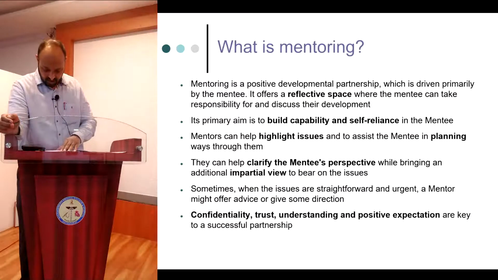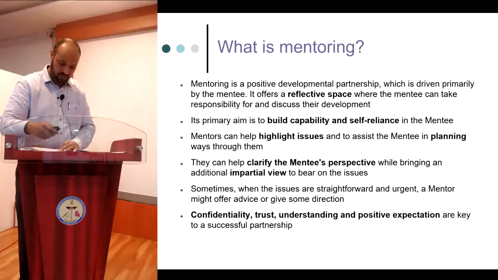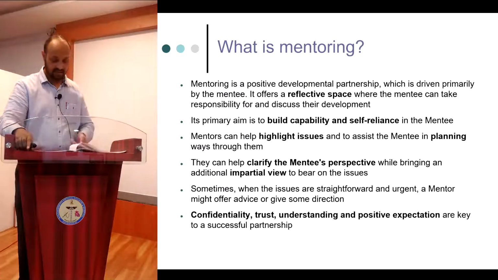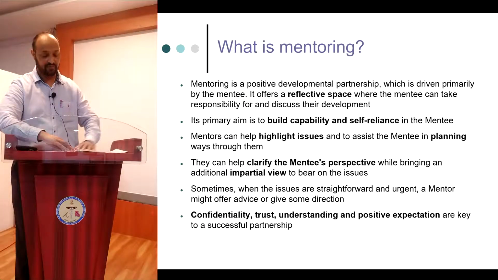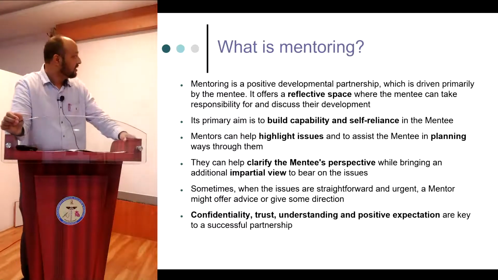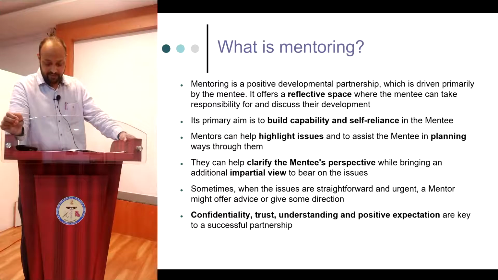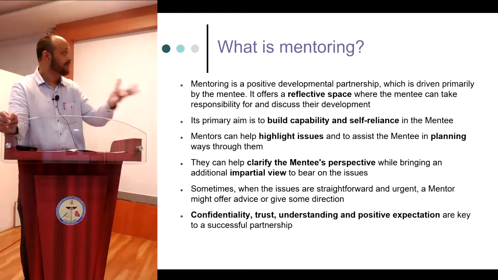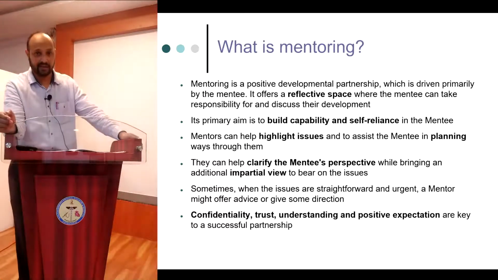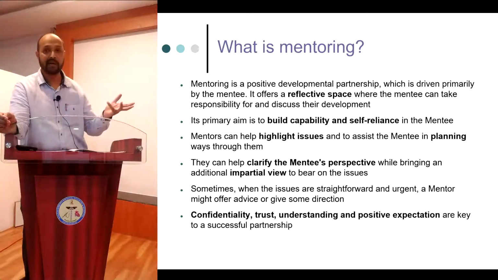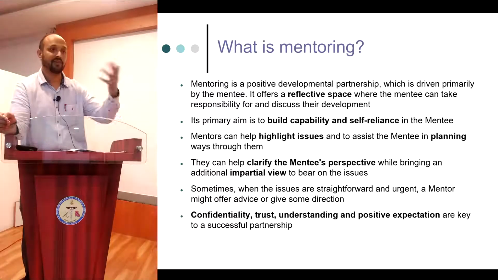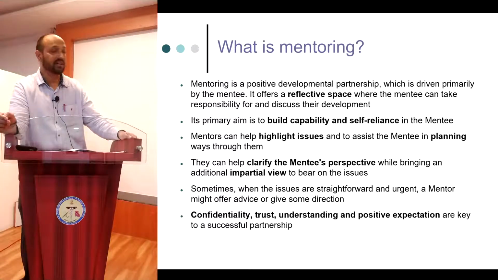We'll go to the next slide. Mentoring is a positive developmental partnership between mentor and mentee. One teacher will be allotted to 5 students, and he will be the mentor.